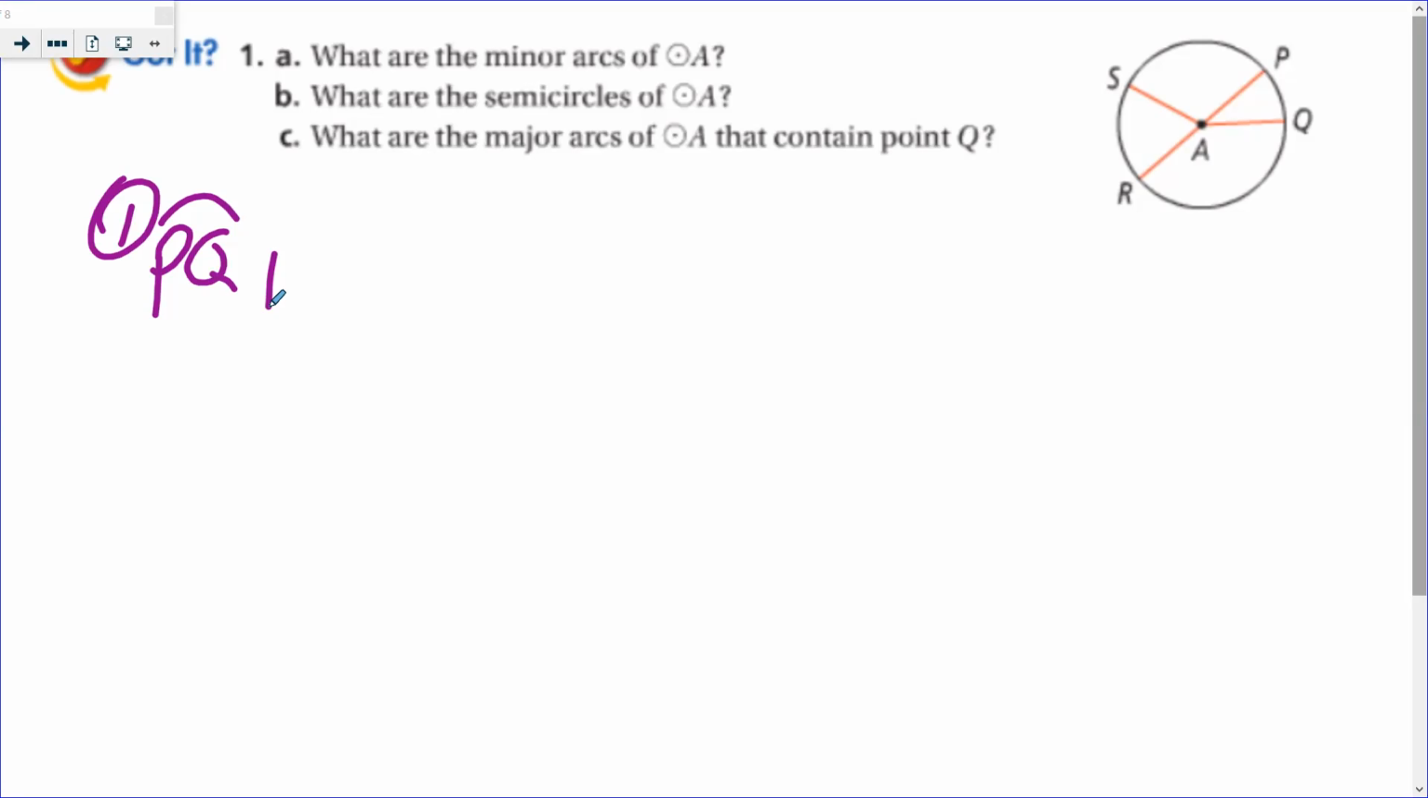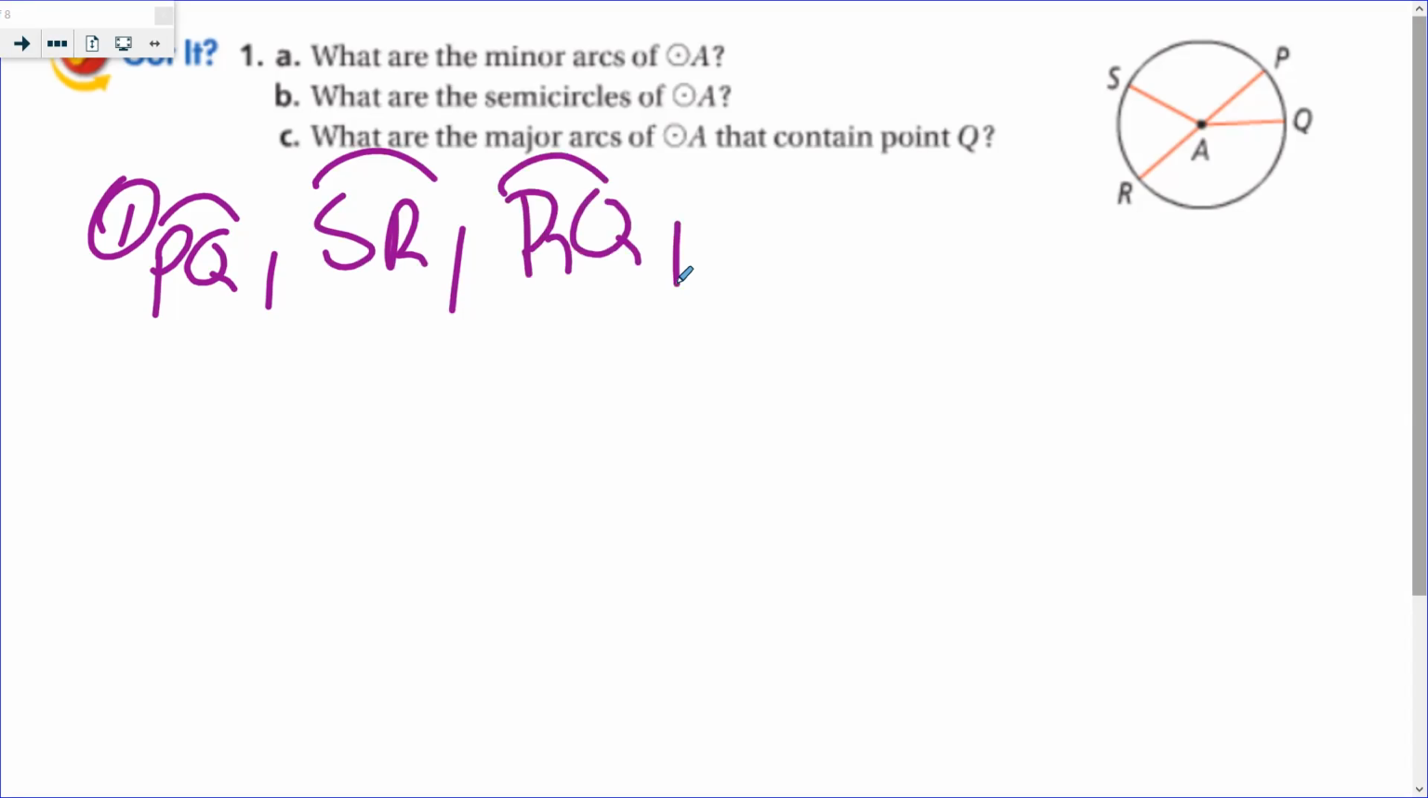So PQ, what else? SR. SR, thank you. And there is RQ. RQ, thank you. And there is SP. So PQ, QR or RQ, RS, and SP.